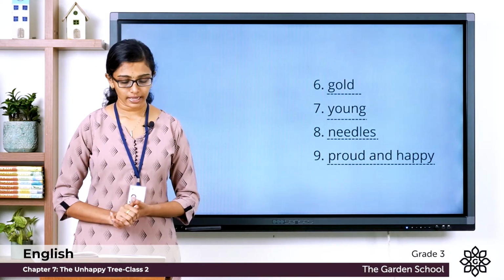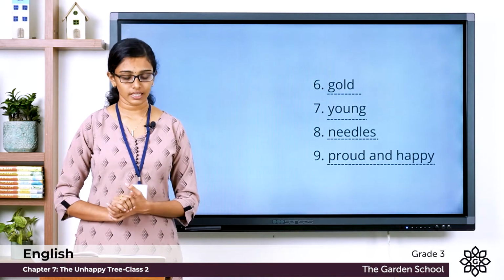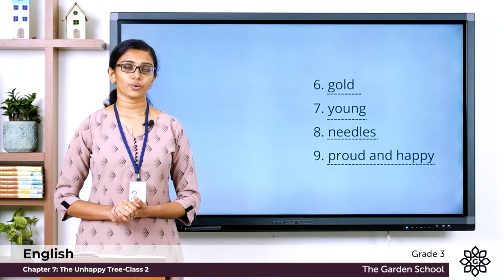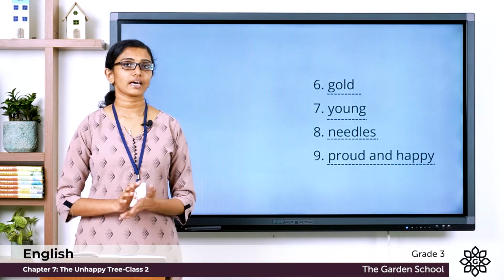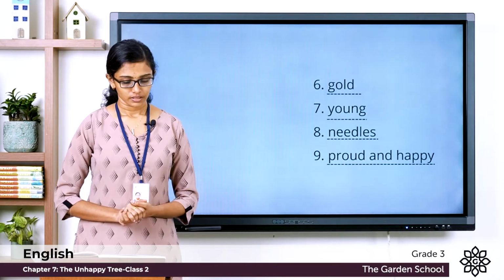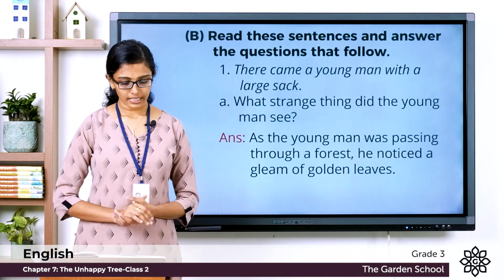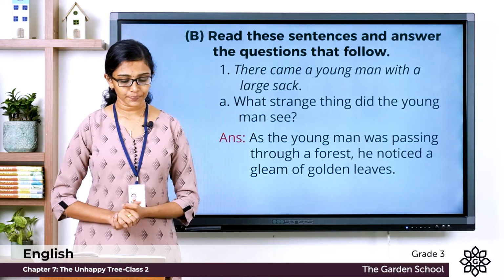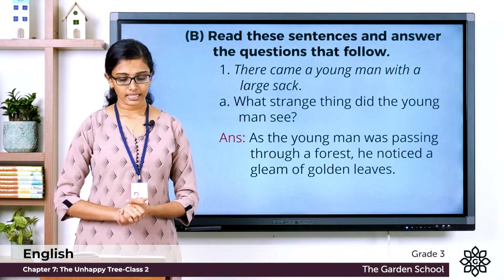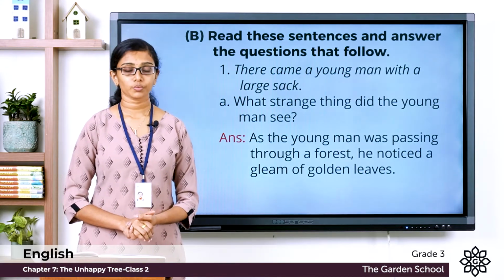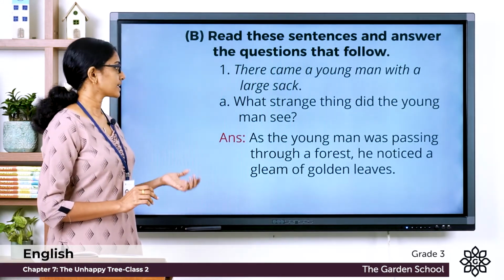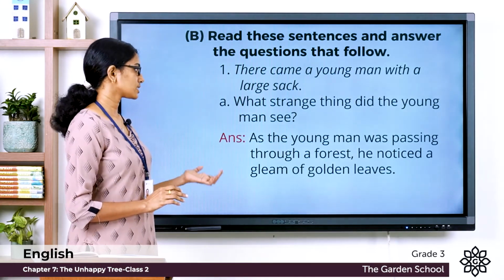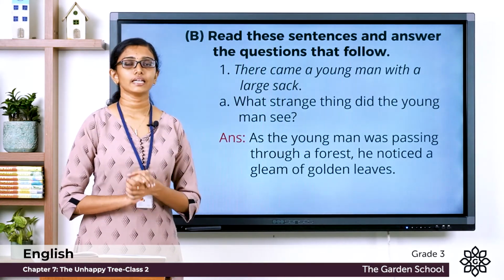That was section A. Now let's move on to section B. Read these sentences and answer the questions that follow. You can note down the questions and answers in your notebook. The first question. There came a young man with a large sack. Part A. What strange thing did the young man see? So what was it? As a young man was passing through a forest, he noticed a gleam of golden leaves.